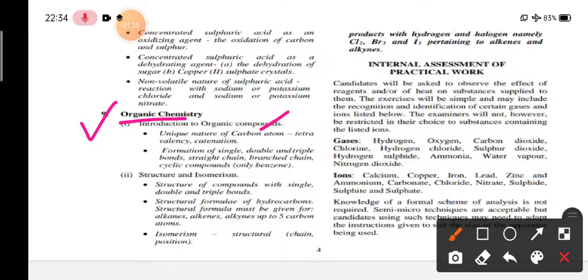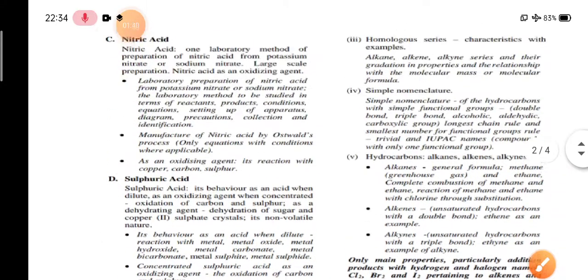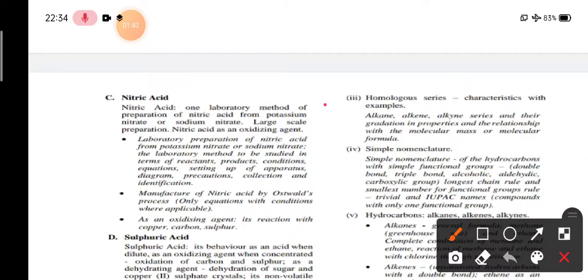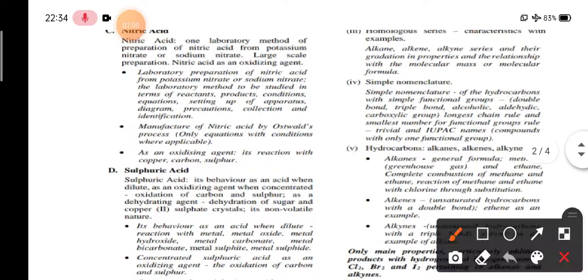This is point number 1. Point number 2 says structure and isomerism. Point number 3 is about the homologous series, that is the alkane series, okay, that is single bond, double bond and triple bond compounds. And point number 4 says simple nomenclature, that is the IUPAC nomenclature of compounds, as well as trivial names. And the last point says hydrocarbons, that is alkanes and alkynes, and some reactions of them.